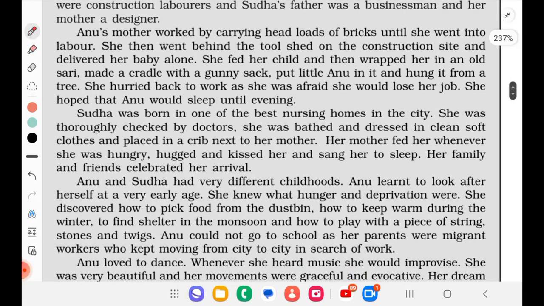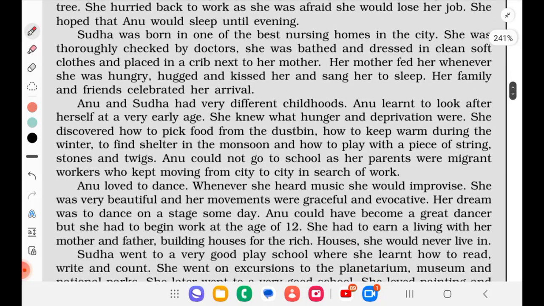Sudha was born in one of the best nursing homes in the city. She was thoroughly checked by doctors. She was bathed and dressed in clean, soft cloths and placed in a crib next to her mother. Her mother fed her whenever she was hungry, hugged and kissed her, and sang her to sleep. Her family and friends celebrated her arrival. Anu and Sudha had very different childhoods.